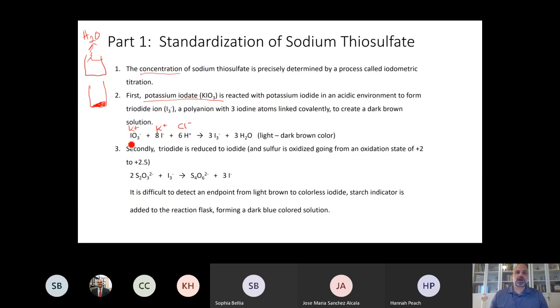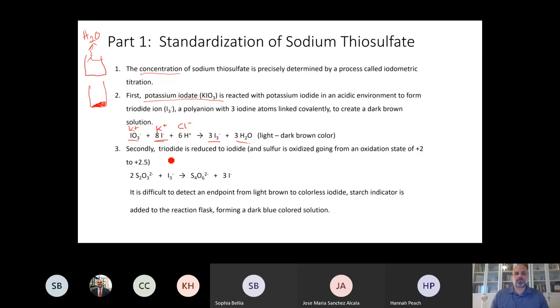But you see the reaction where we're taking the iodate ion and, via an oxidation reaction, converting the iodides to the I3 minus ion and water.